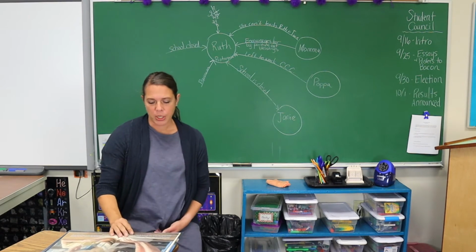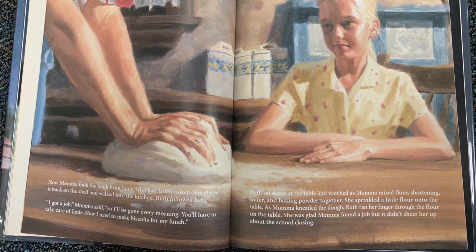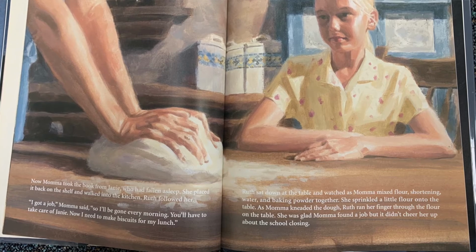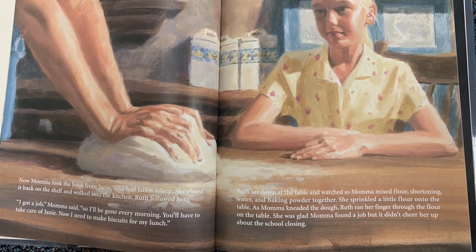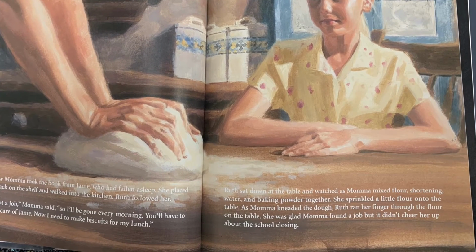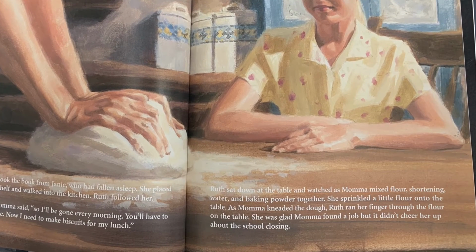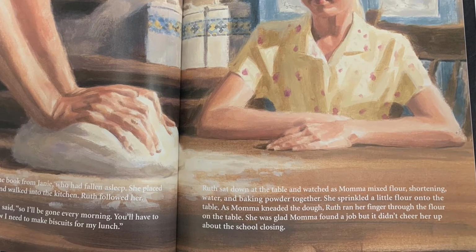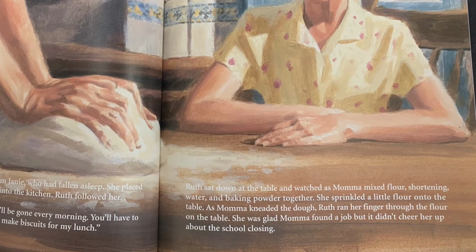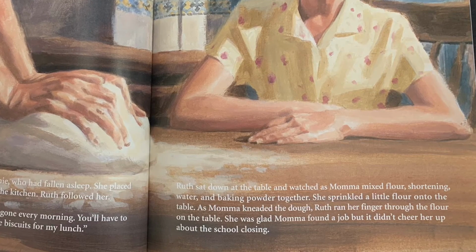Now Mama took the book from Janie, who had fallen asleep. She placed it back on the shelf and walked into the kitchen, and Ruth followed her. "I got a job," Mama said, "so I'm going to be gone every morning. You'll have to take care of Janie. Now I need to make biscuits for my lunch." Ruth sat down at the table and watched as Mom mixed flour, shortening, water, and baking powder together. She sprinkled a little flour onto the table as Mama kneaded the dough. Ruth ran her finger through the flour on the table. She was glad that Mama found a job, but it didn't cheer her up about school closing.